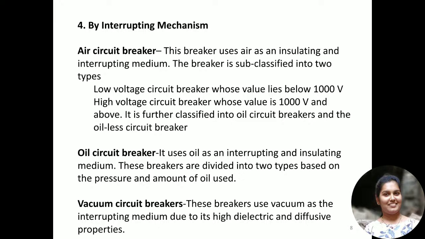In contrast to this, instead of using air, if we use oil as interrupting and insulating medium, then we call it an oil circuit breaker. So an oil circuit breaker is a circuit breaker which uses oil as an interrupting and insulating medium, and these breakers are again divided into two types based on the pressure and amount of oil used.